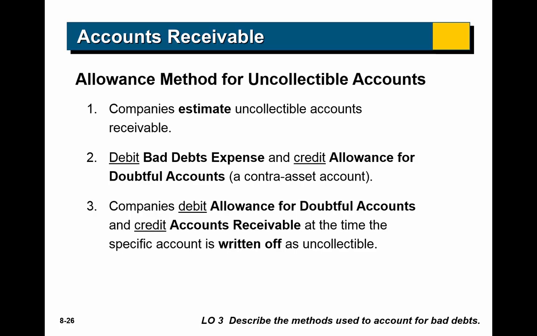Here's the process. We estimate the uncollectible amount. We debit a bad debt expense. And that, again, lets us do it in this period instead of waiting until some future point when they tell us they can't pay us. And then we credit an allowance account called allowance for doubtful accounts, which is a contra asset account that offsets the accounts receivable account. Companies debit the allowance for doubtful accounts and credit accounts receivable at the time a specific account is written off as uncollectible. So that's the process.